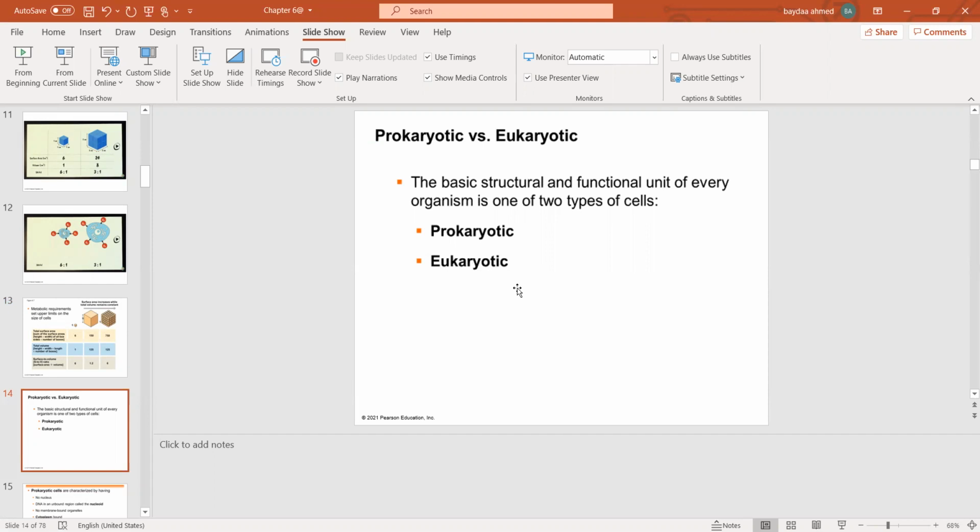Protists is an informal term referring to a diverse group of mostly unicellular eukaryotic cells.